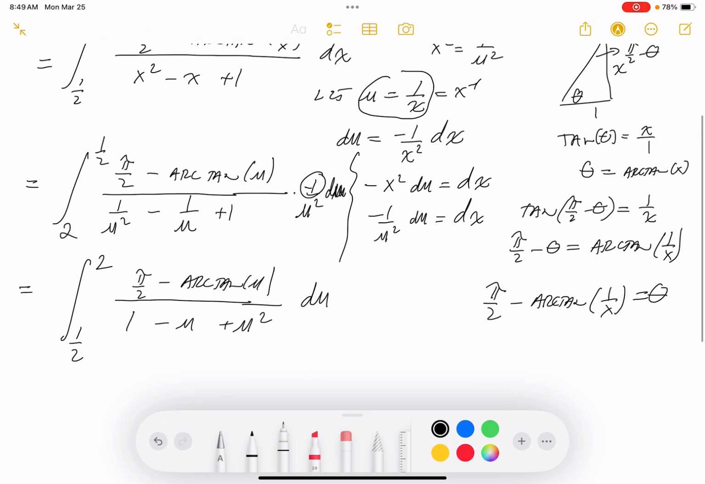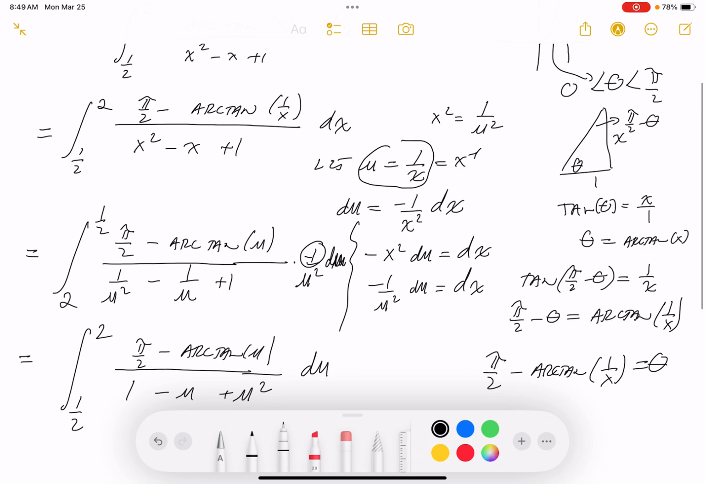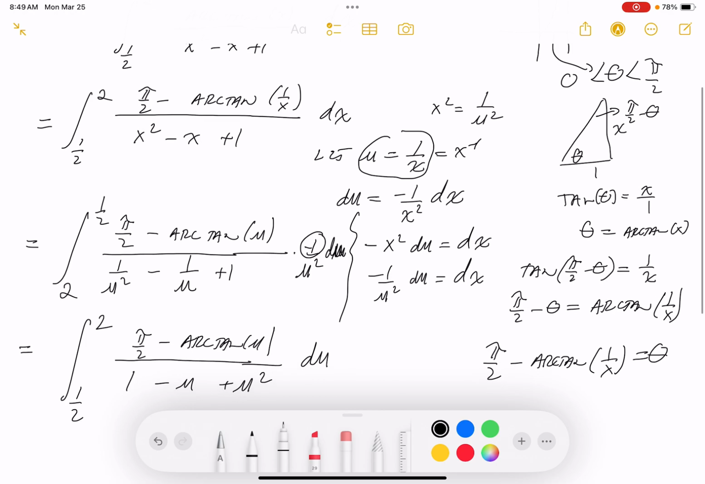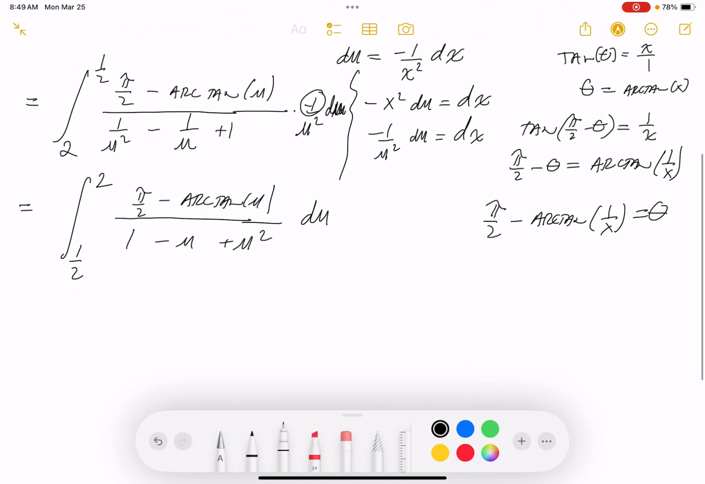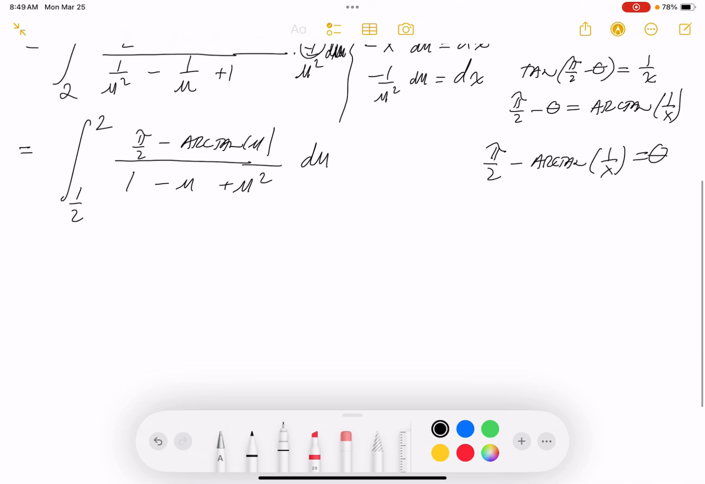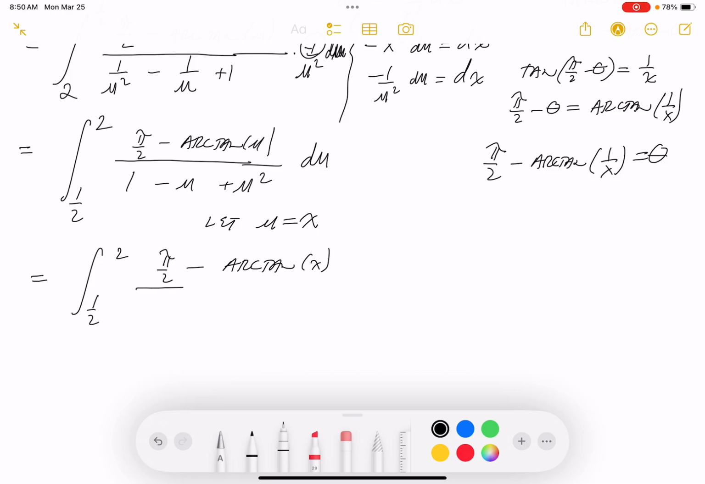And lo and behold, it seems like it's returning back to the beginning, right? It does, doesn't it? And that's kind of remarkable, isn't it? So I'm thinking about this over here. I could just simply say let u equal x now. And what do you get there? The integral from 1/2 to 2 of pi over 2 minus arctan of x over 1 minus x plus x squared dx. All right, so I got that part covered.